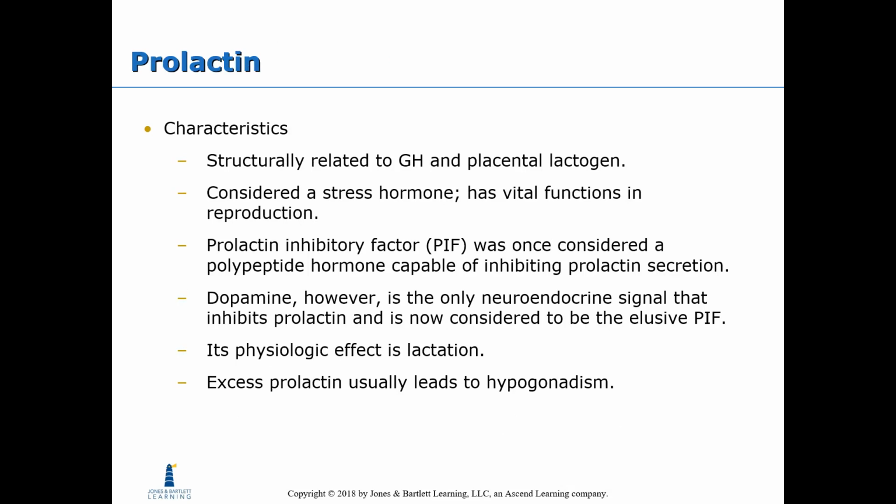Prolactin is structurally related to GH and placental lactogen. It's considered a stress hormone and has vital functions in reproduction. Prolactin inhibitory factor was once considered a polypeptide hormone capable of inhibiting prolactin secretion. Dopamine, however, is the only neuroendocrine signal that inhibits prolactin, and it's now considered to be the elusive PIF. Its physiologic effect is lactation, so it promotes milk production.